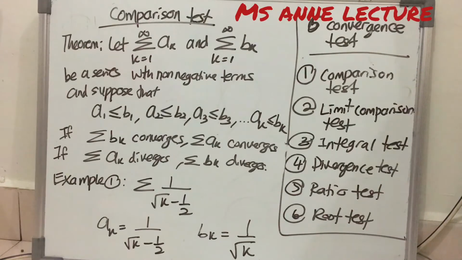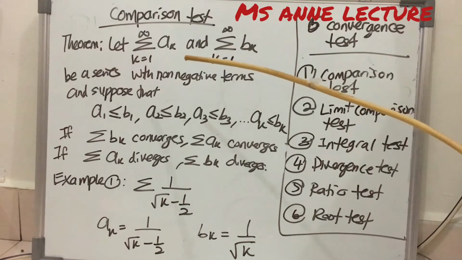Okay, so we go into the next chapter, the sixth convergence test. We have the comparison test, limit comparison test, integral test, divergence test, ratio test, and the root test. We will go through two convergence tests each class until we finish all of them. So we start today with the comparison test.